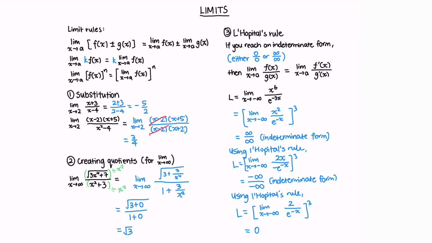Here's the summary sheet for limits. Again, remember there are 3 different methods of solving limits. Number 1, substitution. Number 2, creating quotients, only for limits where x approaches infinity. And third, L'Hopital's rule, only when we reach an indeterminate form for a quotient f(x) over g(x).